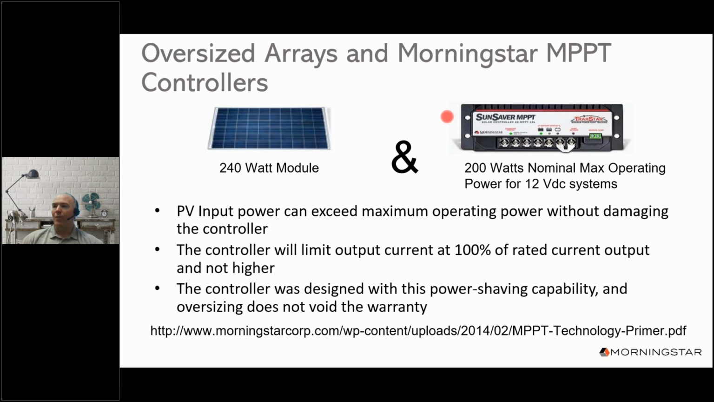So in this example, the SunSaver MPPT has a nominal maximum operating power of 200 watts, but using a 240 watt module won't damage the controller and won't cause it to exceed its rated 15 amps of output current. Just to be clear, oversizing the wattage won't damage the controller as long as you don't exceed VOC limits in the operation manual and you adhere to other operating guidelines in the Morningstar manual.